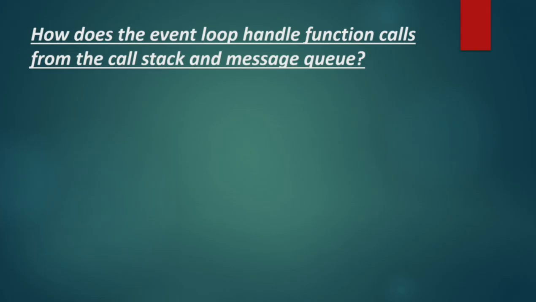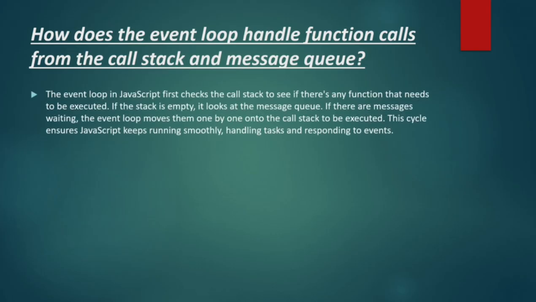Now let's move to the different question. How does the event loop handle function calls from the call stack and message queue? The event loop in JavaScript first checks the call stack to see if there are any functions that need to be executed. If the stack is empty, it looks at the message queue. If there are messages waiting, the event loop moves them one by one onto the call stack to be executed. This cycle ensures JavaScript keeps running smoothly, handling tasks and responding to events.